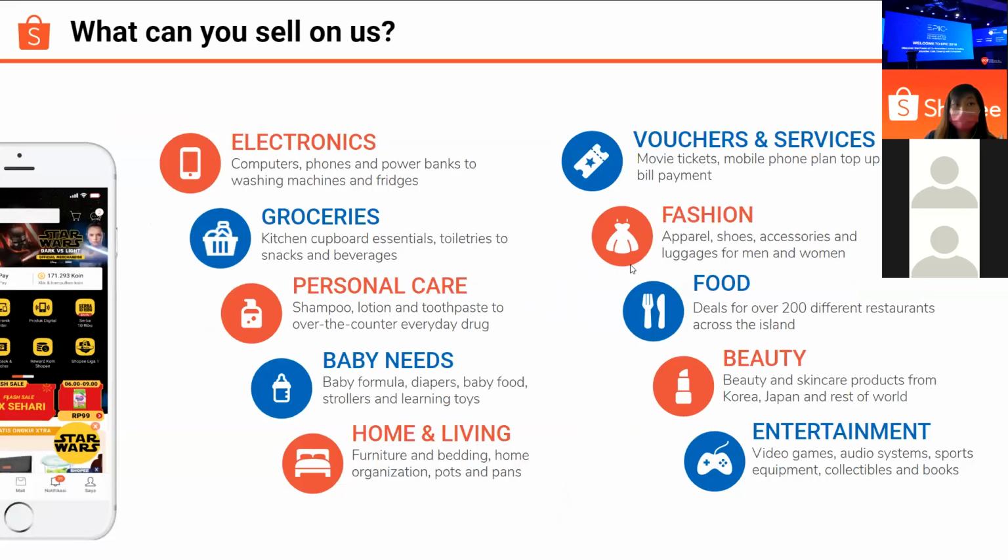And what can you sell on Shopee? Basically, you can sell almost anything on Shopee. If you look here, you can sell electronics, TVs, groceries like food and vegetables. You can sell baby products like formula, diapers, baby food, and you can also sell furniture. We have a lot of furniture companies selling beds, mattresses, cupboards, and office chairs, doing very well.